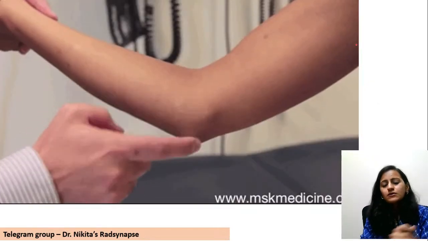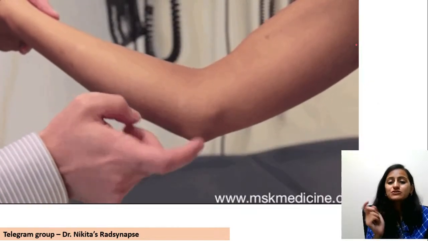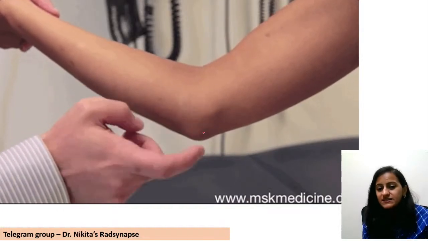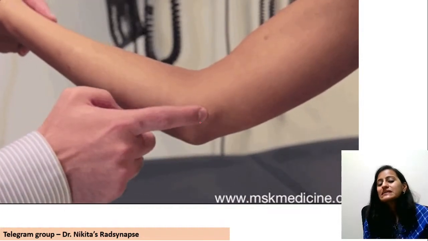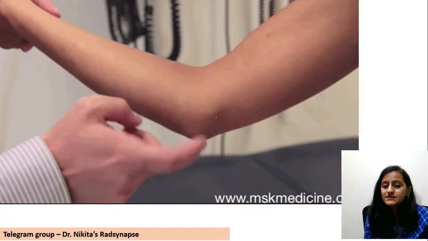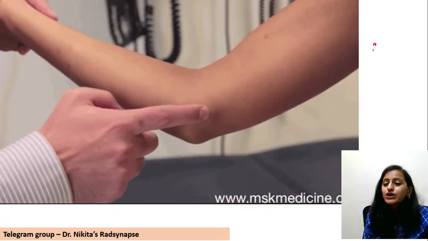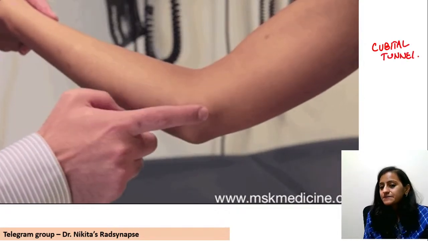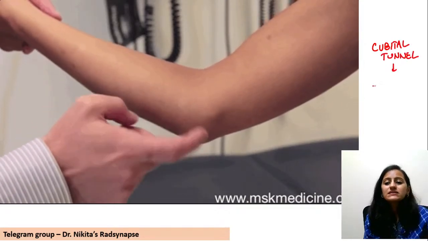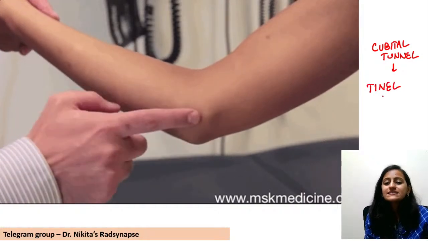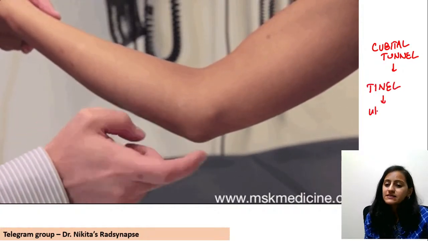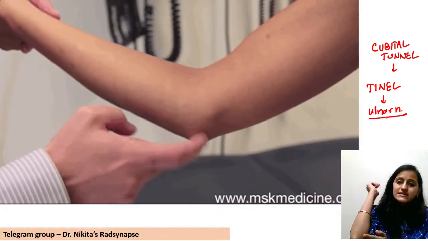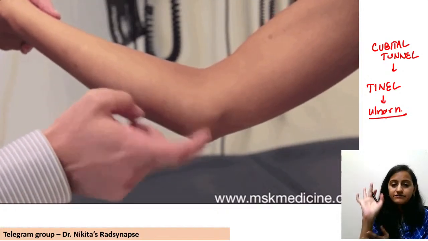Okay. What is this for? We are trying to tap here. The medial epicondyle. What nerve passes here? This is basically your cubital tunnel, right? This is the cubital tunnel. So we are tapping on the nerve. This is called the Tinel sign and it is basically for the ulnar nerve. Cubital tunnel, medially ulnar nerve.